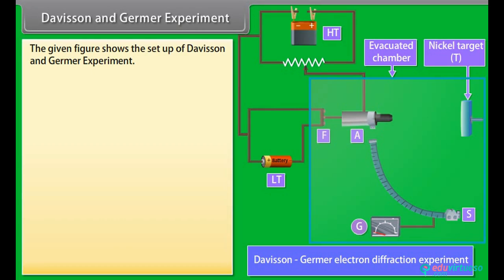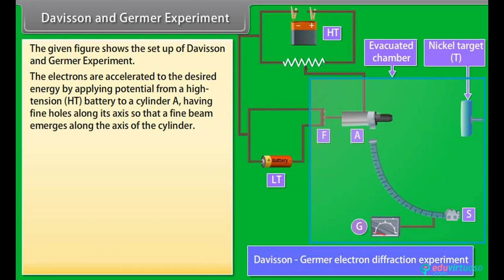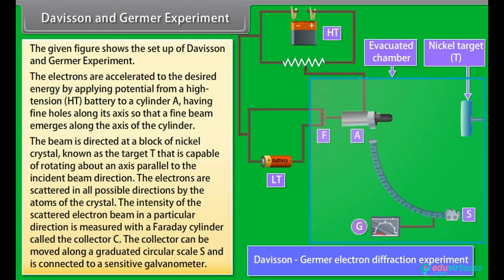Davisson-Germer experiment. The given figure shows the setup of the Davisson and Germer experiment. The electrons are accelerated to the desired energy by applying potential from a high-tension HT battery to a cylinder A having fine holes along its axis so that a fine beam emerges along the axis of the cylinder. The beam is directed at a block of nickel crystal known as the target T that is capable of rotating about an axis parallel to the incident beam direction.